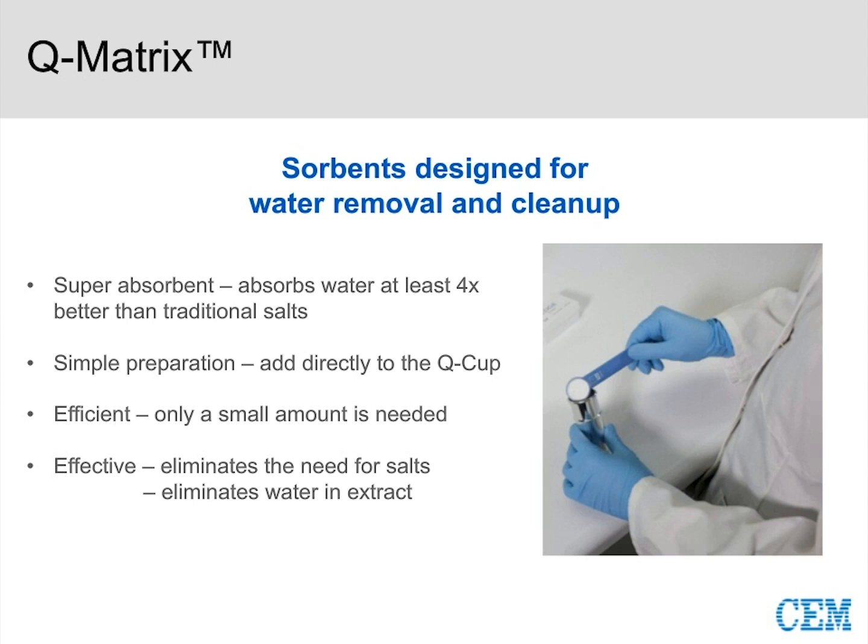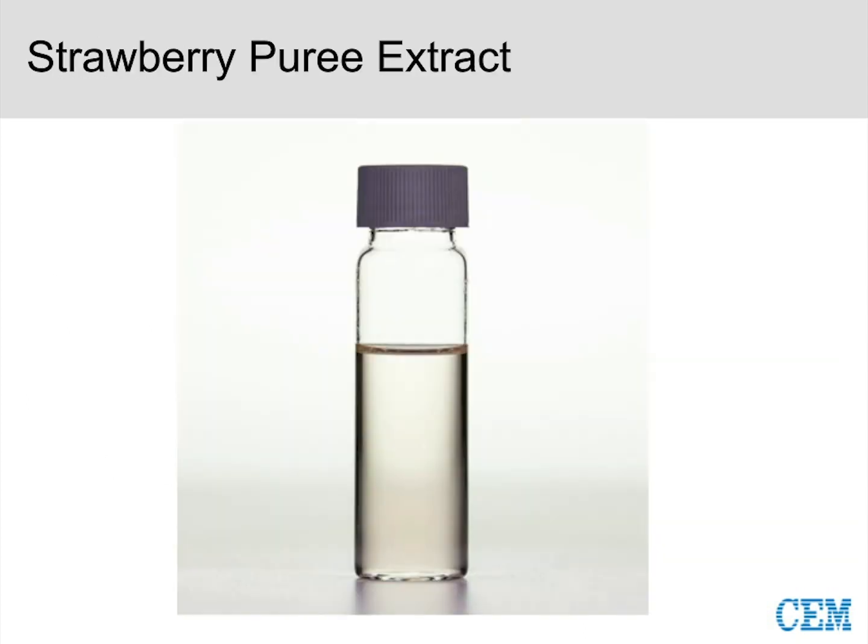You simply just add a little bit to the bottom of your cup. You just kind of spoon it in. Very efficient in the fact you only need a very small amount, and effective in the fact that it eliminates that need for salts, which on the Edge adds even further complexities of needing extra washing and so forth. And then also it's doing what we need it to do, which is eliminating the water. So let's take a look then at the extract that we see here for strawberries. And what we see is that it's nice and clear. It's not cloudy. We don't have a water layer. We've been able to remove that water, which again, there's a lot of water in strawberry, and get a nice clean extract that we can go direct to analysis with.